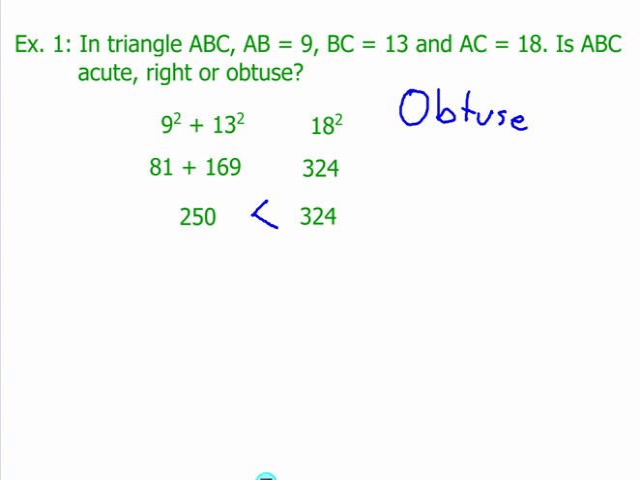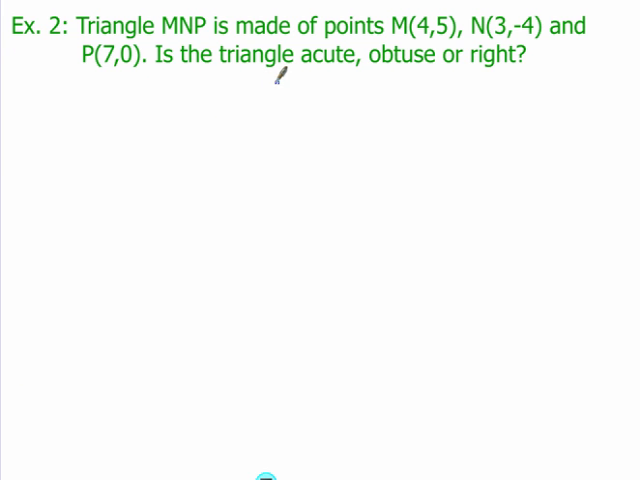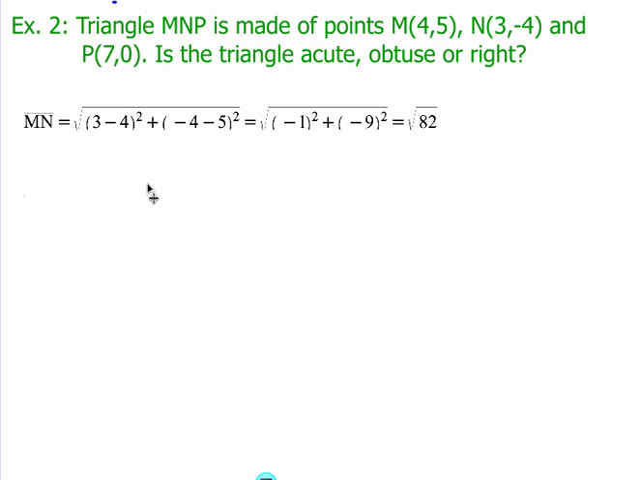All right, our second example is a coordinate example. So triangle MNP is made of points M at (4, 5), N at (3, -4), and P at (7, 0). Once again, I want to know, is the triangle acute, obtuse, or right? Well, in order to do this, the first thing I've got to do is find all of my side lengths. So M is at (4, 5) and N is at (3, -4). Putting them into the distance formula, I plug them in and work it out, and I end up with the square root of 82 for MN.